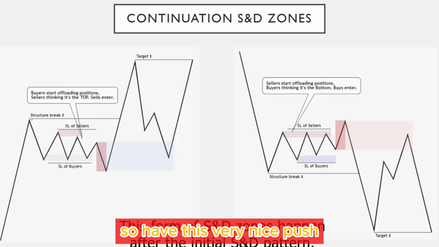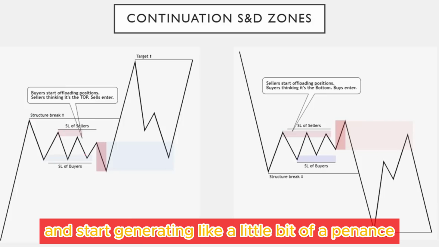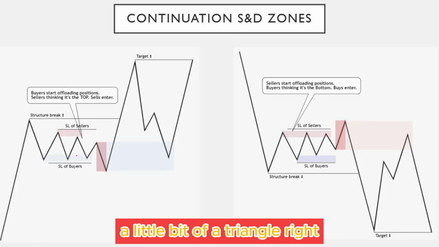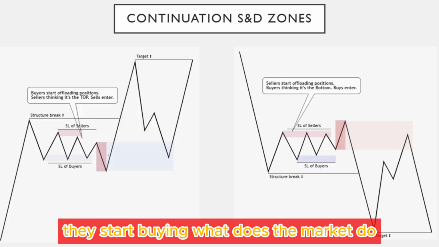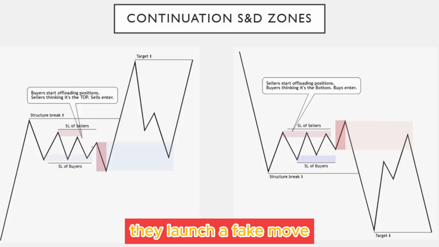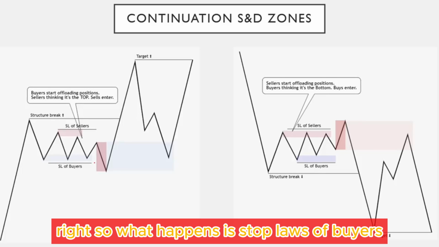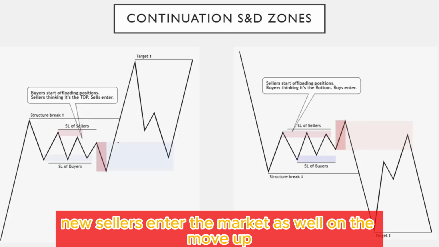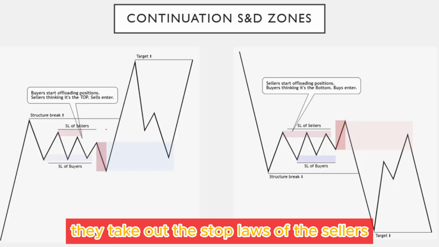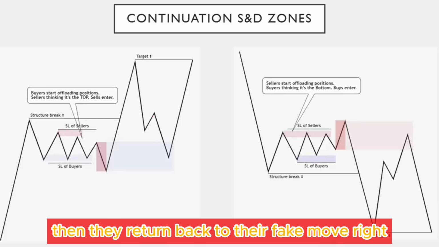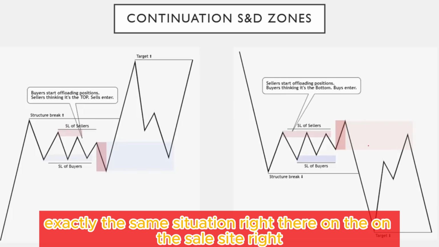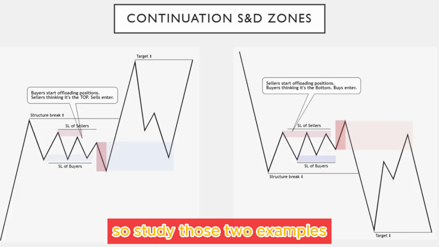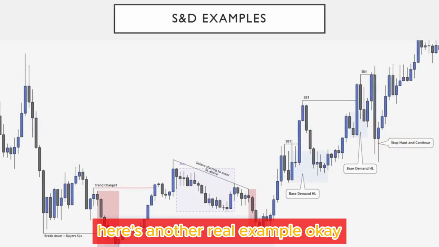So we have this very nice push, the market pulls back and starts generating a little bit of a pennant, a little bit of a triangle, right? So people start selling right there. People are looking at this triple bottom. They start buying. What does the market do? They launch a fake move. Right, so what happens is stop loss of buyers, new sellers enter the market as well. On the move up, they take out the stop loss of the sellers, they take out all the buyers, then they return back to their fake move, right, and then they launch again. Exactly the same situation right there on the sell side, right? So study those two examples. This is the theory. Here's a real example.